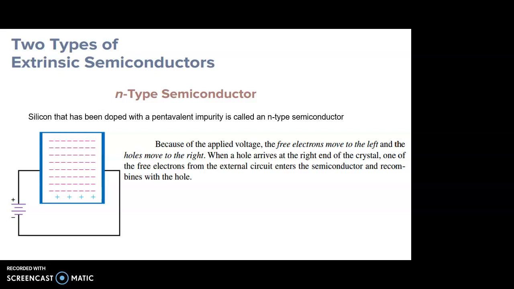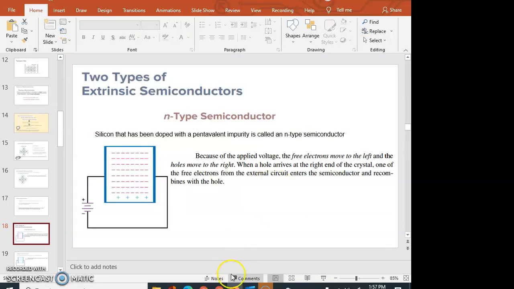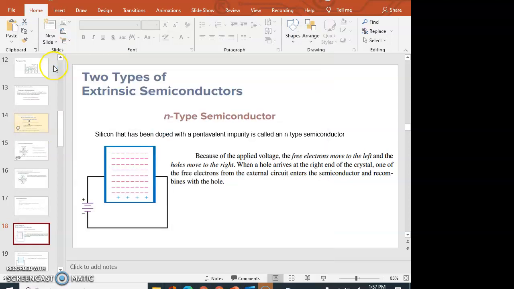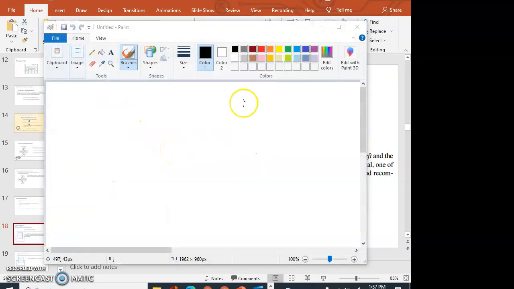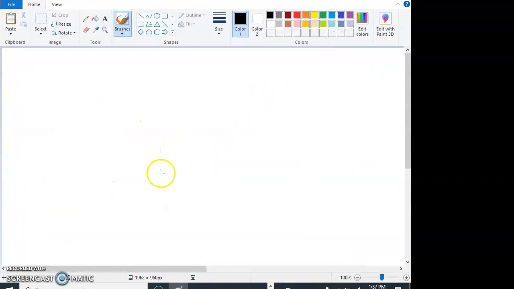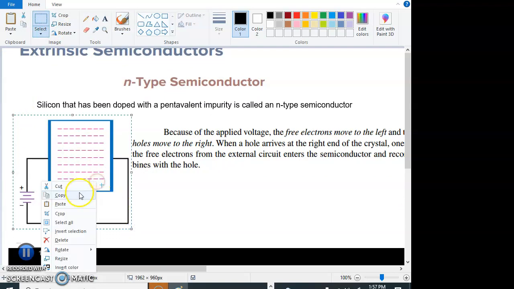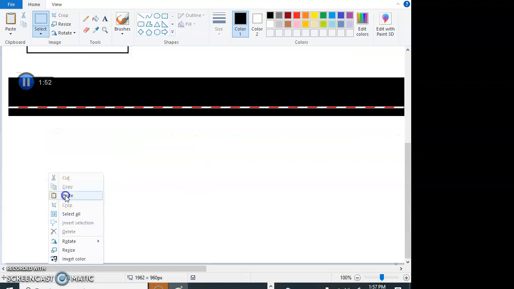So this time, let's go deeper. We will discuss the two types of extrinsic semiconductor, and that is the N-type and the P-type semiconductor. In order for you to understand, let's first have a drawing of this, no? Let's use the paint. So I will now be adding this discussion. There are two types of extrinsic semiconductor. Okay? So the first one is this.